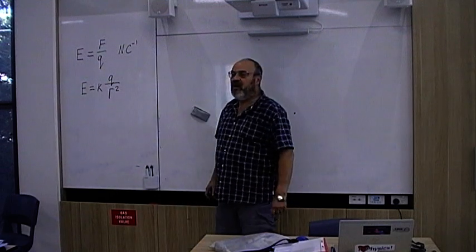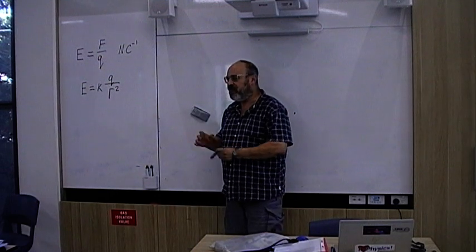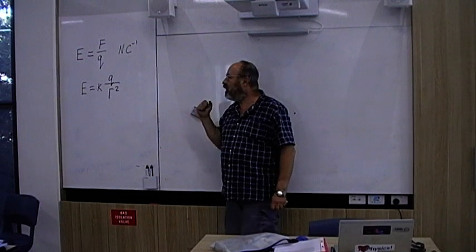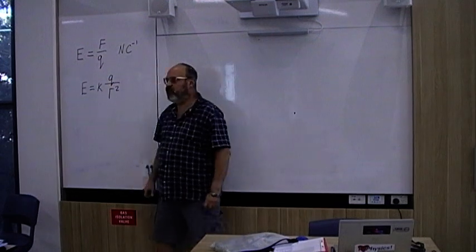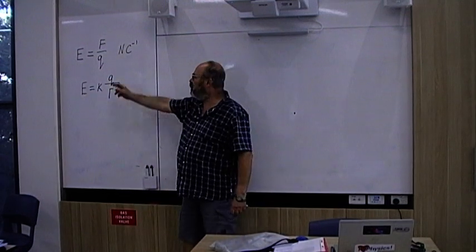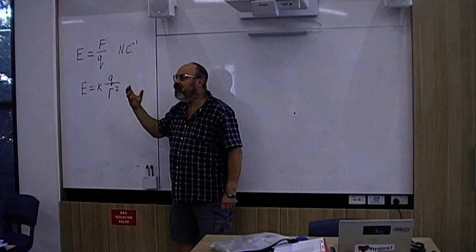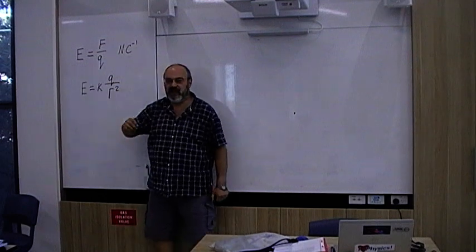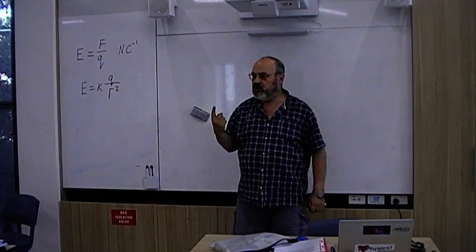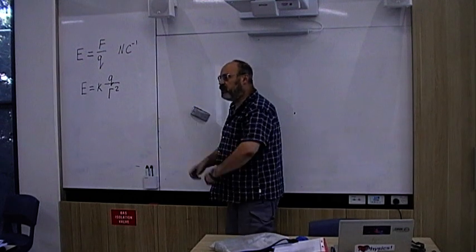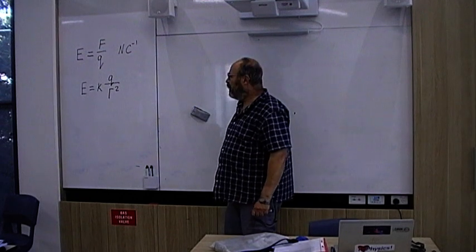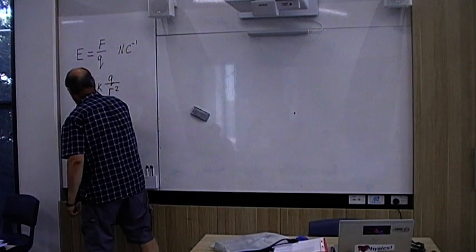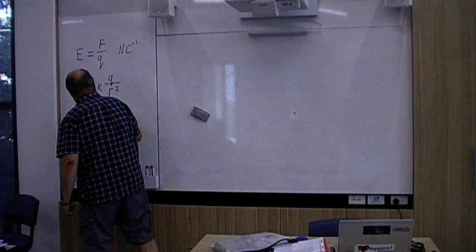What does the electric field tell us? When we have E equals F, for what charge? When the charge that we bring equals what? 1 coulomb. So this tells us the force which will act on the unit charge, on 1 coulomb of charge that we bring in that point. So if we know the electric field, we can find the force, just rearranging the formula: F equals E times Q.